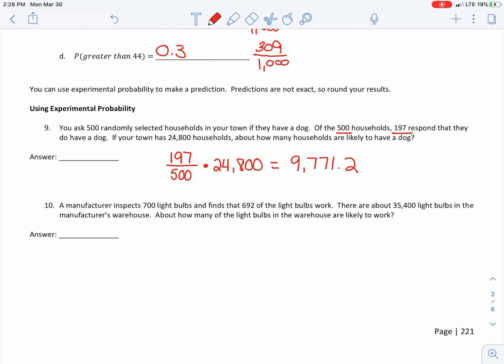Now, clearly, we can't have 0.2 of a household that has a dog. So, in order to keep this more precise, we're going to round to the nearest whole number. And since this 2 is less than 5, we're going to keep that 1 the same. So, we're going to have 9,771 households that have a dog.